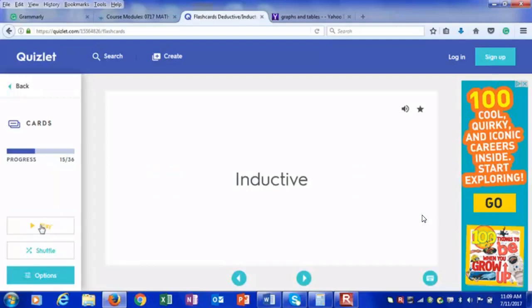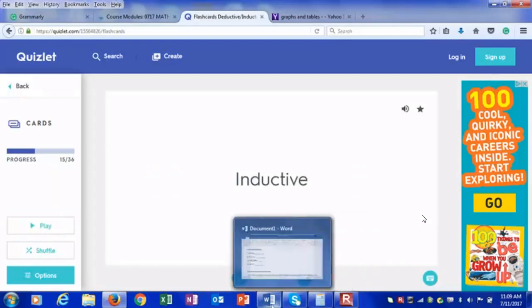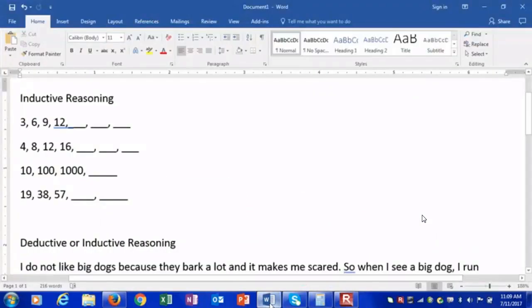All right, there we go. We have inductive reasoning. All right, let's move on. Inductive reasoning, we talked about patterns, but now let's actually do some actual problems on those patterns.